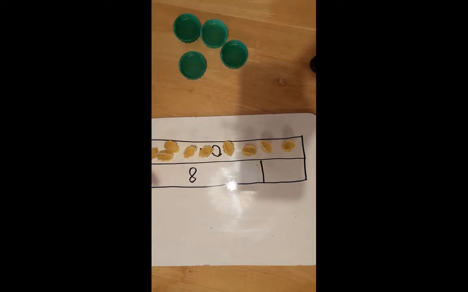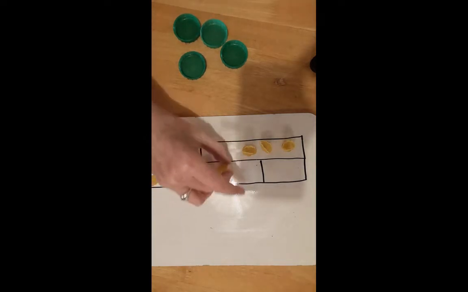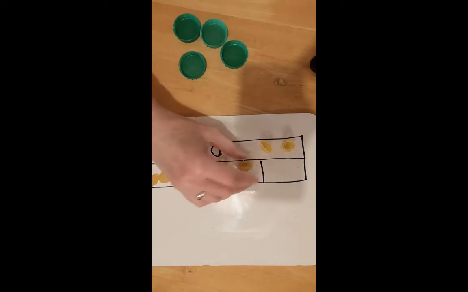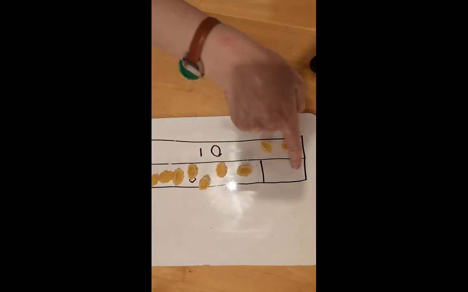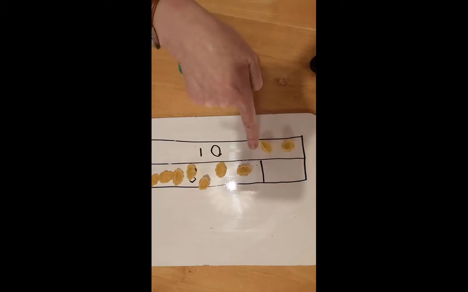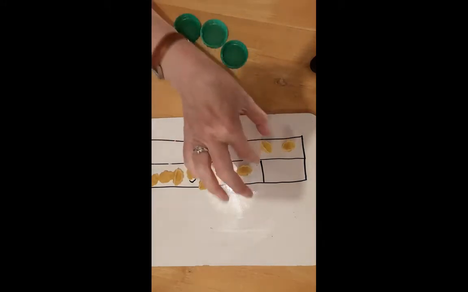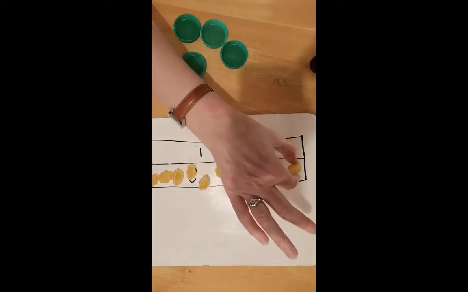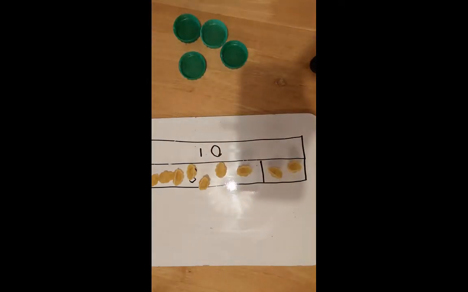So I know I've got 8: 1, 2, 3, 4, 5, 6, 7, 8. So what's the missing bit? I can see from moving those that 2 is my missing bit.